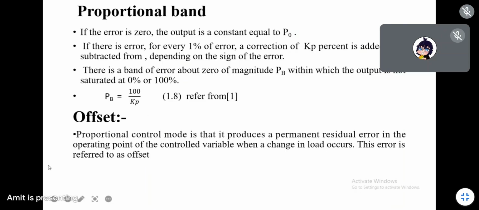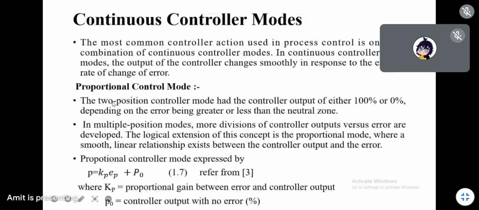From this equation as well, you can refer. What is this equation? P = Kp·Ep + P0. Forget about P0, it is a constant value and will always be there. Next, if the Kp value increases, your P value will increase. Yes or no? Your controller output will increase.